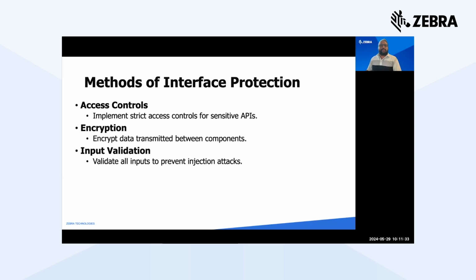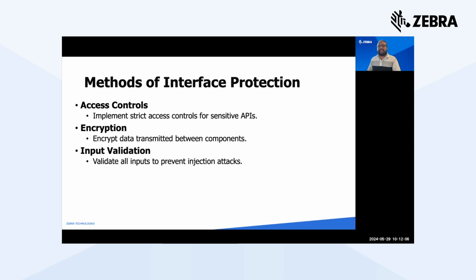What are the methods of interface protection? You can broadly categorize them into three things: access controls, encryption, and input validation. Access control means implementing strict access controls for sensitive application APIs. This means only authorized applications will be allowed to access these interfaces. You can use permissions to control access to these interfaces.